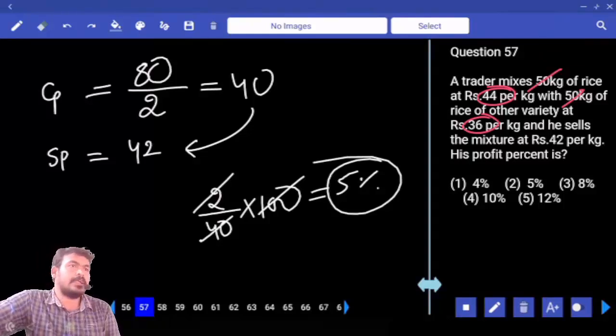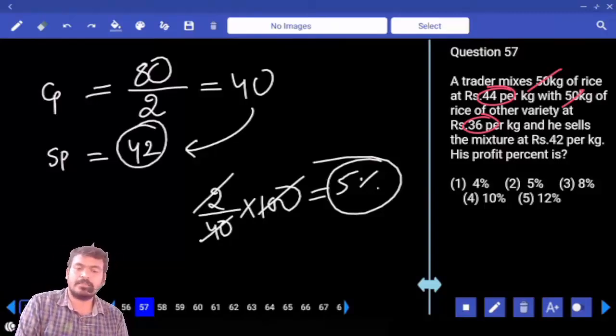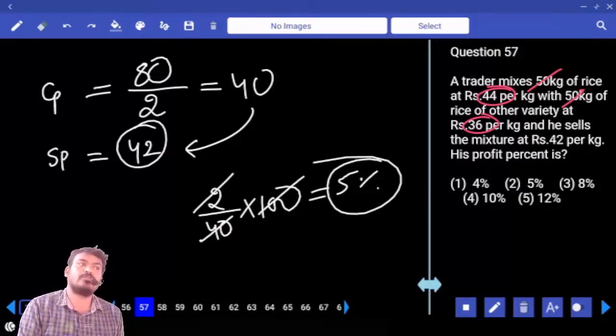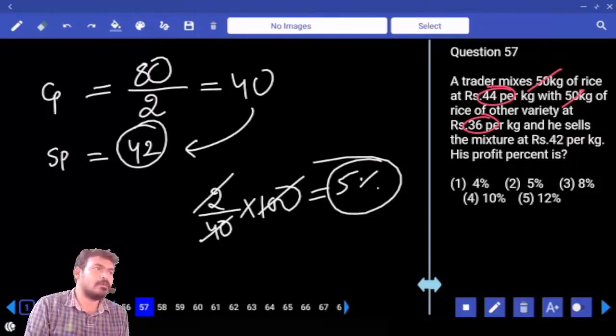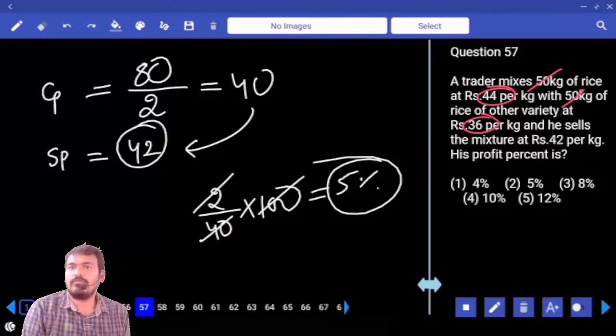Or else 80 and 84. 80 becomes 84, or not? Per kg selling price of the mixture is how much? 42 per kg, which means 2 kgs is 84, or not? Selling price of the 2 kgs is 84. Cost price of the 2 kgs is 80 rupees. How many rupees are profit? 4 rupees. 4 upon 80, or not? 4 by 80 means again 5%, or not?